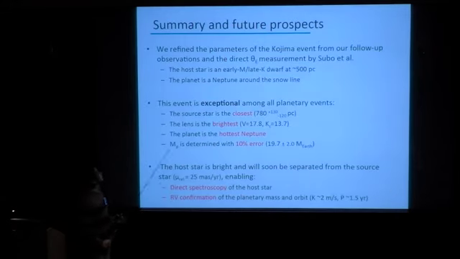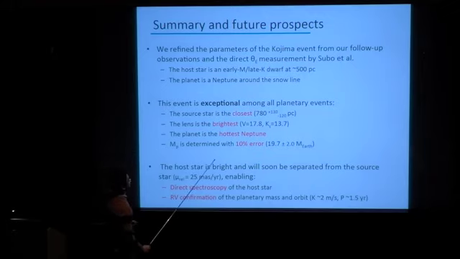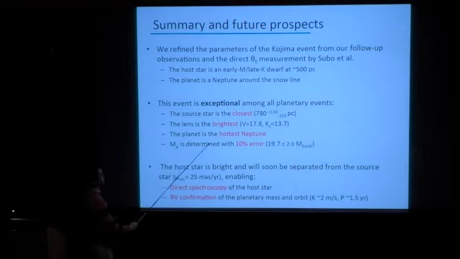Okay, so this is a summary and the future prospects. So we defined the parameters of the Kojima event from our follow-up observations and direct theta E measurement by Subo et al. And we found that the host star is an early M or late K dwarf at 500 parsec, and the planet is a Neptune around the snow line. And this event is exceptional among all planetary events in various aspects. For example, the source star is the closest and the lens is the brightest. And the planet is actually the hottest Neptune. And the planetary mass is determined with 10% error.